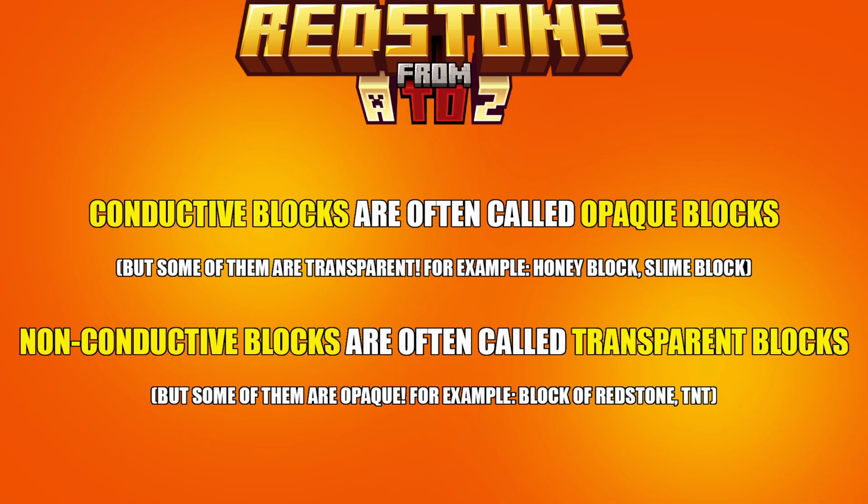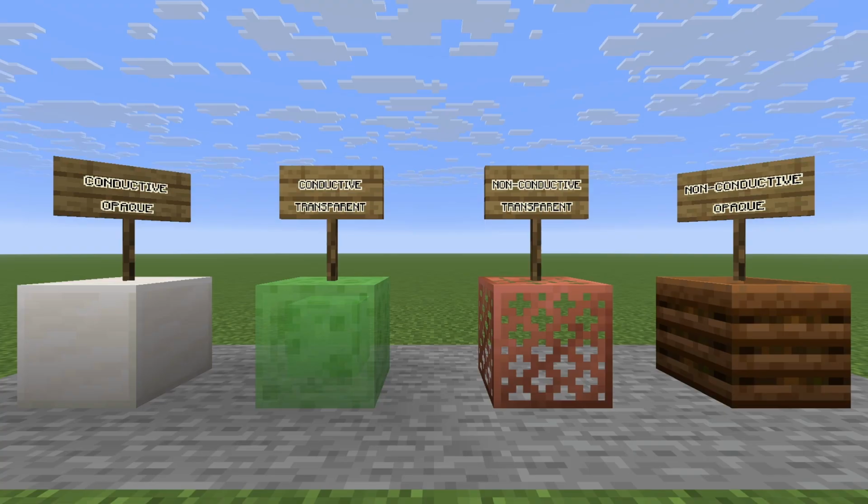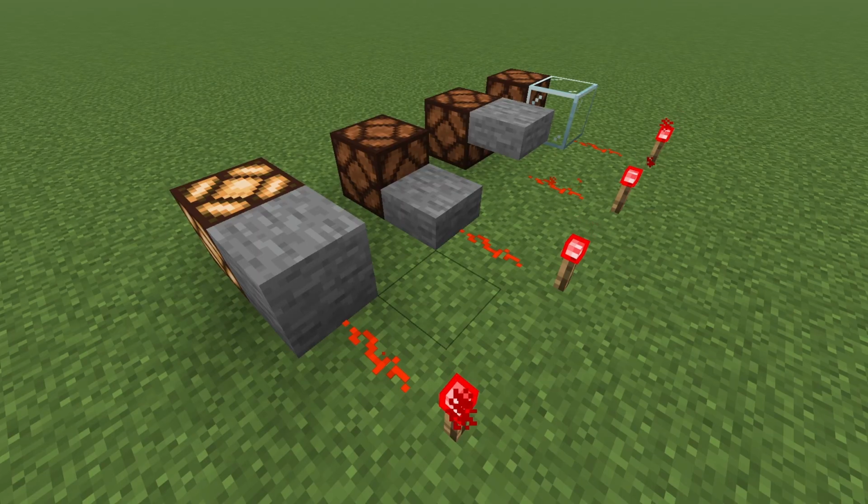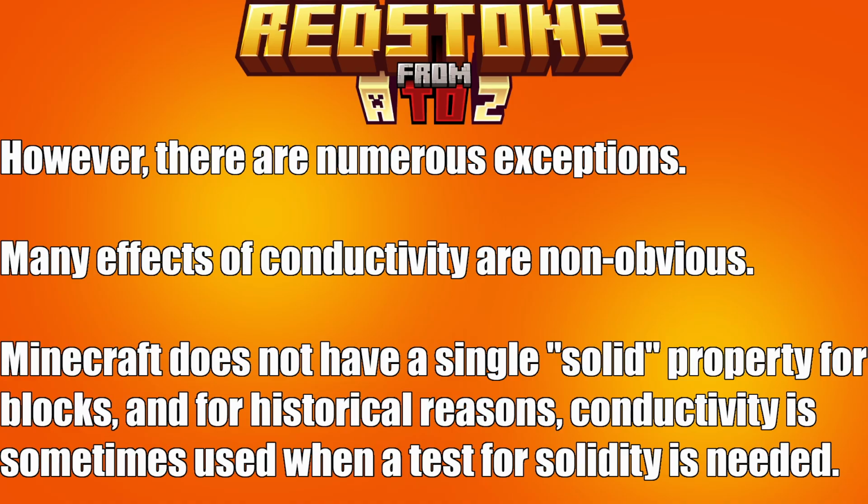Conductive blocks are often called opaque blocks because many common blocks that can be powered are opaque, for example stone, dirt, wood. Non-conductive blocks are often called transparent blocks because the most common example is glass. However, whether or not you can see through the block does not determine whether a block can be powered. Most opaque blocks share a similar set of properties, and most transparent blocks share their own set. Opaque full blocks, like stone, tend to be conductive, while partial blocks, like slabs, or transparent blocks, like glass, tend to be non-conductive. However, there are numerous exceptions.